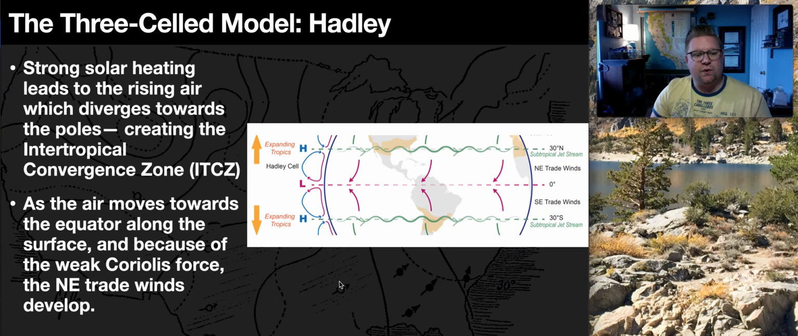As the air moves towards the equator along the surface, it becomes weak. Due to the Coriolis effect, the northeast trade winds develop. What's interesting about the trade winds is that the name, the northeast trade winds, the cardinal direction, northeast, implies where the winds are coming from. So the winds are originating in the northeast and coming this way. The southeast trade winds are coming out of the southeast and moving in that way.